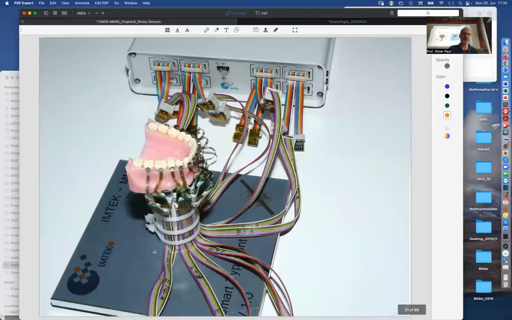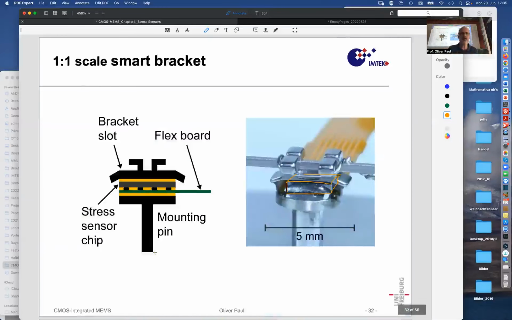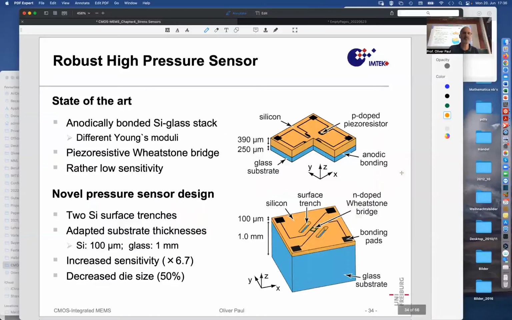Then in the meantime, this problem has been solved by some mechanical design that has nothing to do with the chip, but with the way it is embedded. It's more the packaging that made this possible. And the moment components could also be measured quite beautifully, even if they are combined. Sometimes they're separate, sometimes they're combined, and you get a fairly good response out of that.